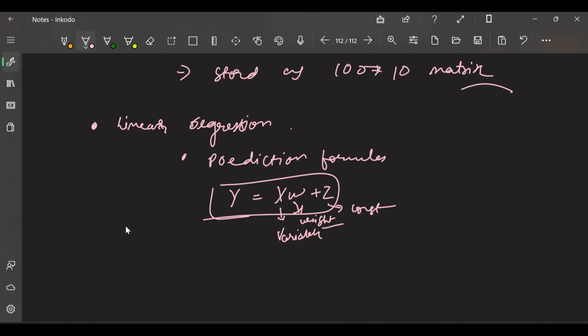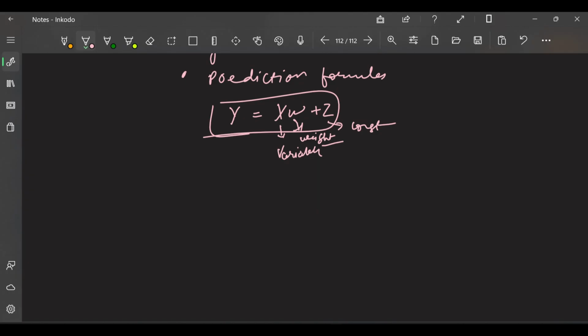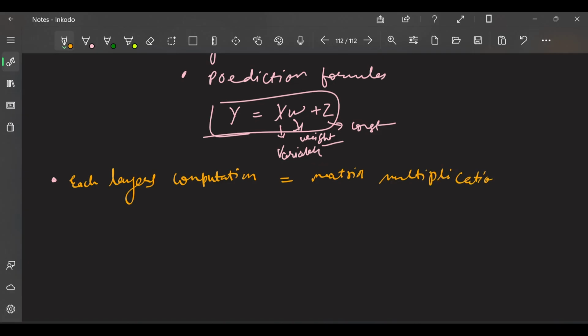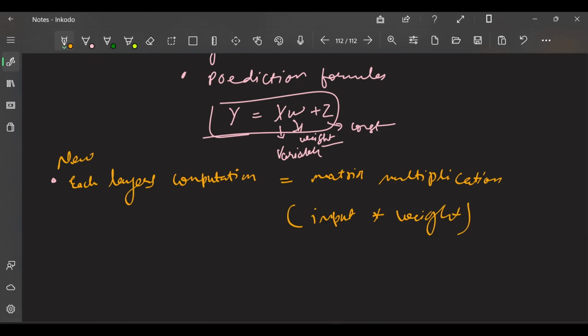So the last thing which we are left with is your neural networks. Each layer's computation is a matrix multiplication, input into weight. So you can say each layer's computation in the neural network happens in matrix multiplication form. So how are we multiplying the matrix? Like input into weight, if we talk about it in the concept of machine learning. Okay. So neural network.